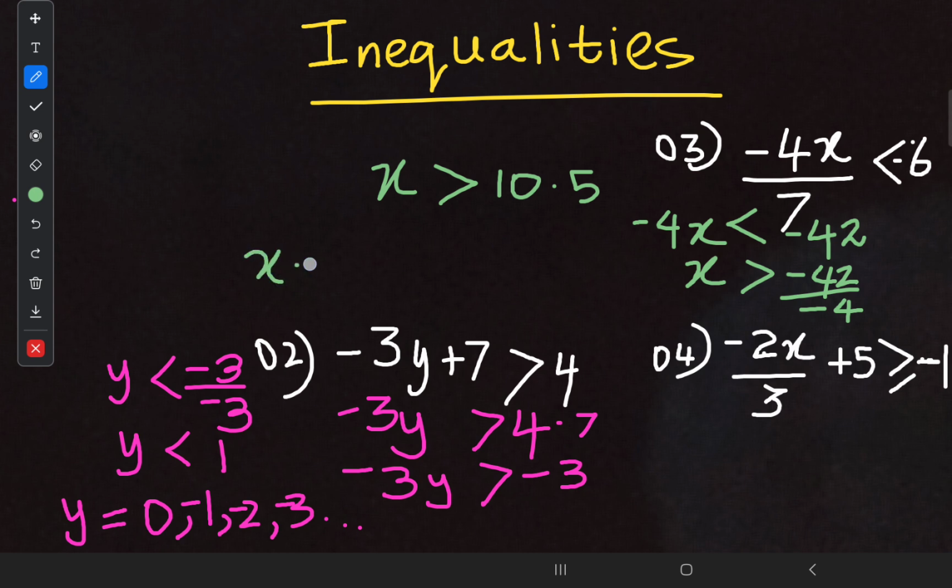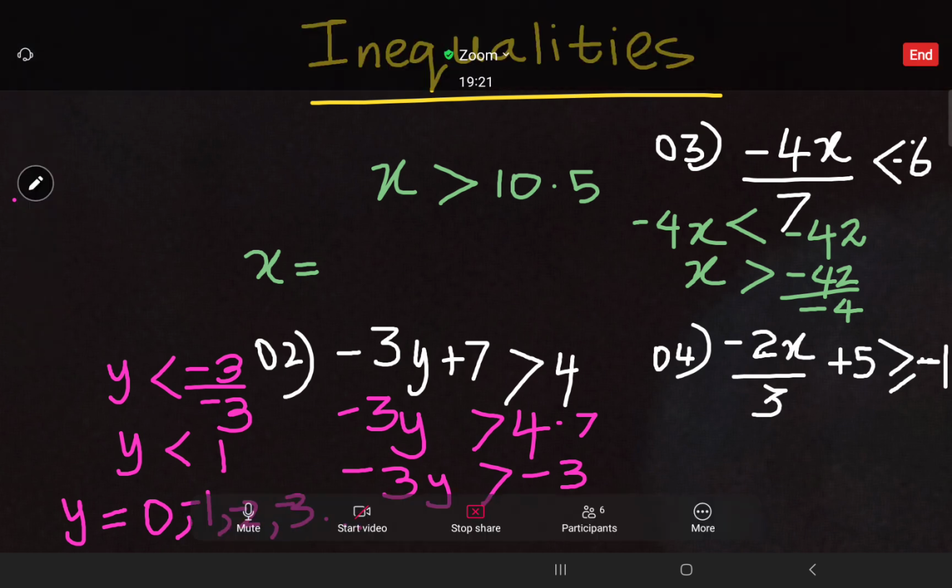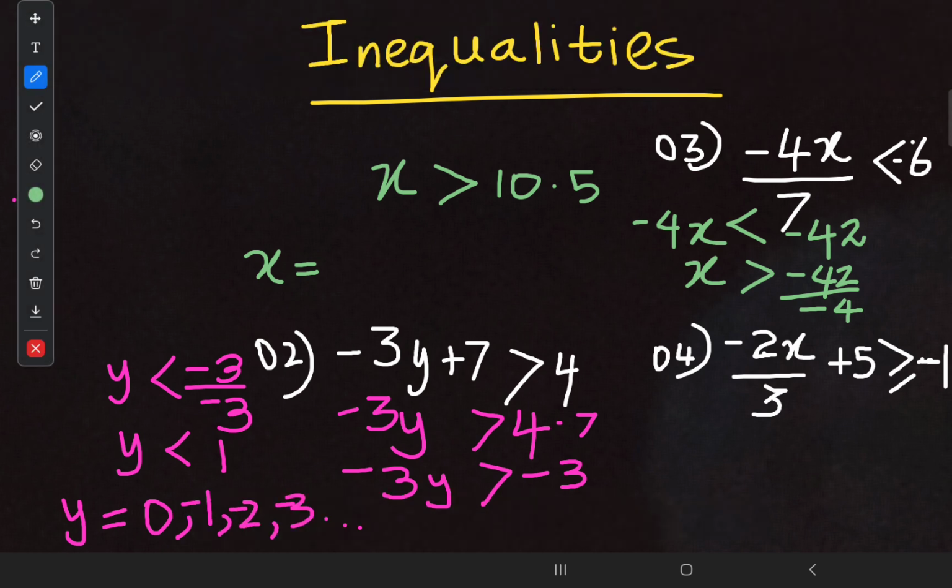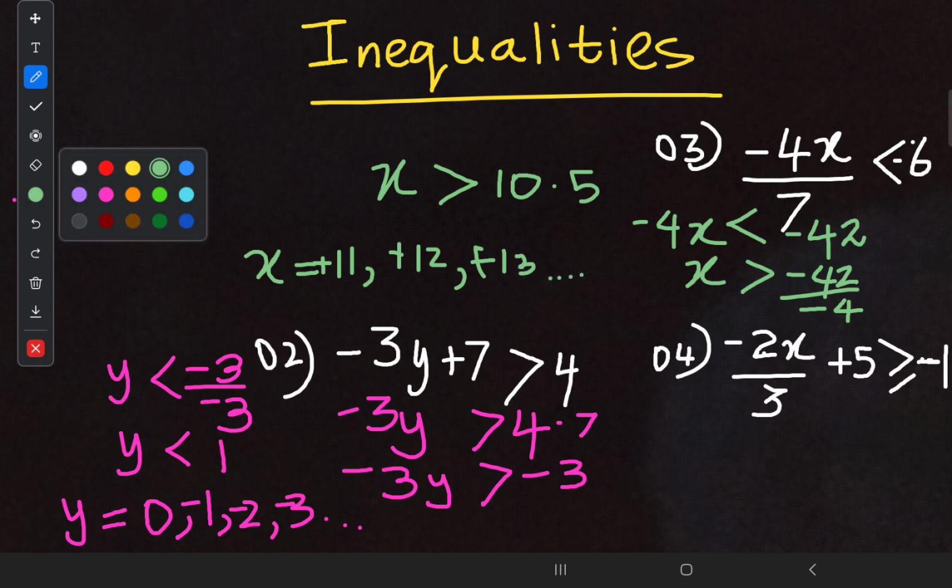When we encounter any values with decimals or fractions, we have to think about the nearby whole numbers, integral values. So the possible outcomes for x are positive 11, positive 12, positive 13. These are the x outcomes in this case.